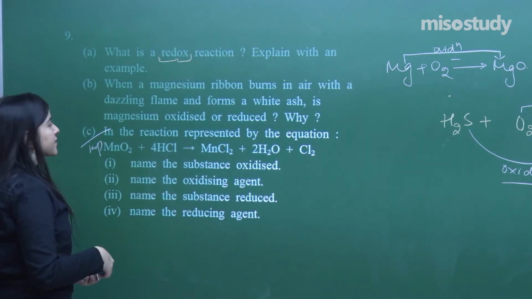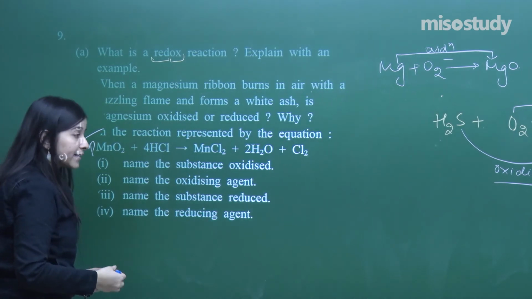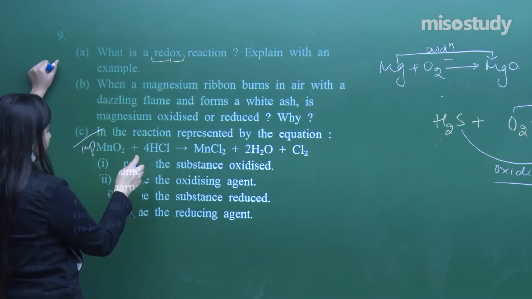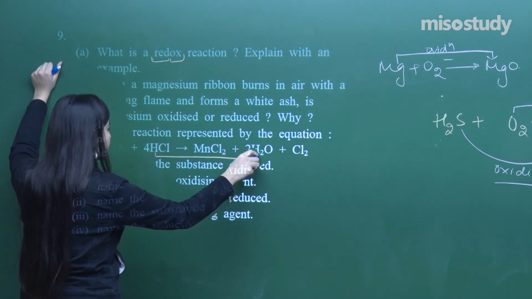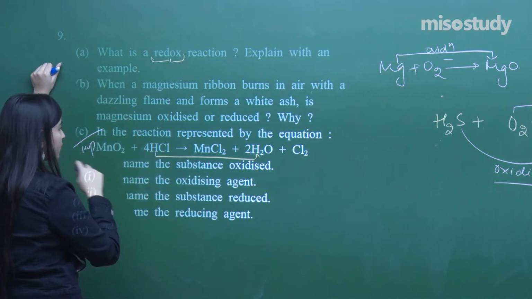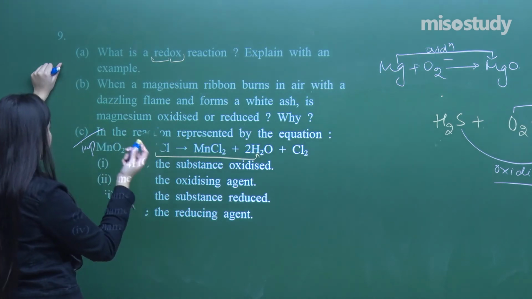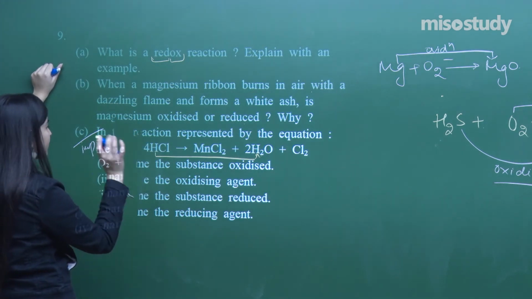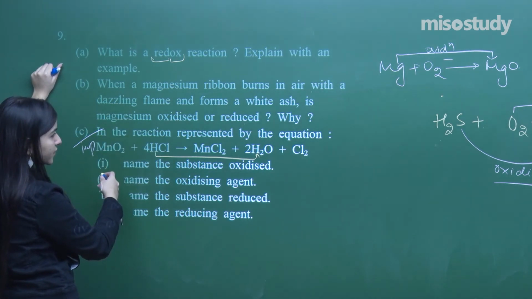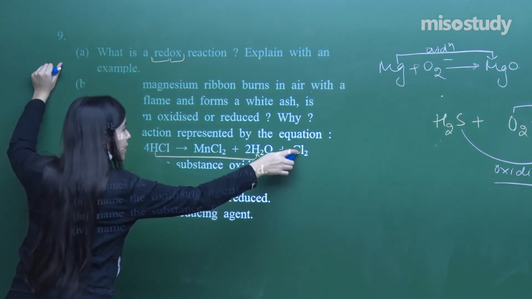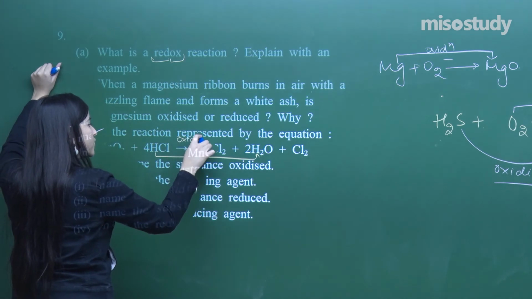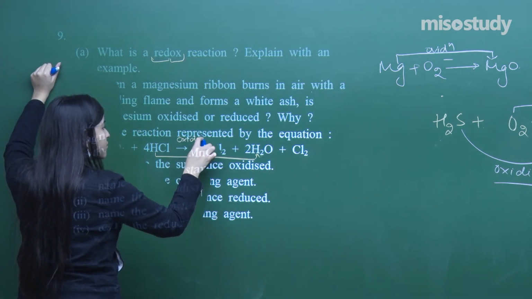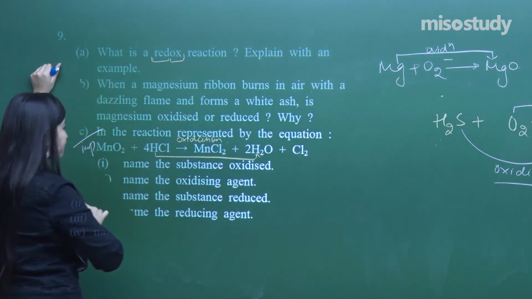In the reaction represented by the equation, name the substance getting oxidized. Can you tell me? So who is getting the oxygen? This hydrogen is getting the oxygen, if you see. Yes or no? Not just this hydrogen, let us consider this chlorine. Okay, it is getting separated over here. Yeah, so this is the oxidation process which is happening right here.